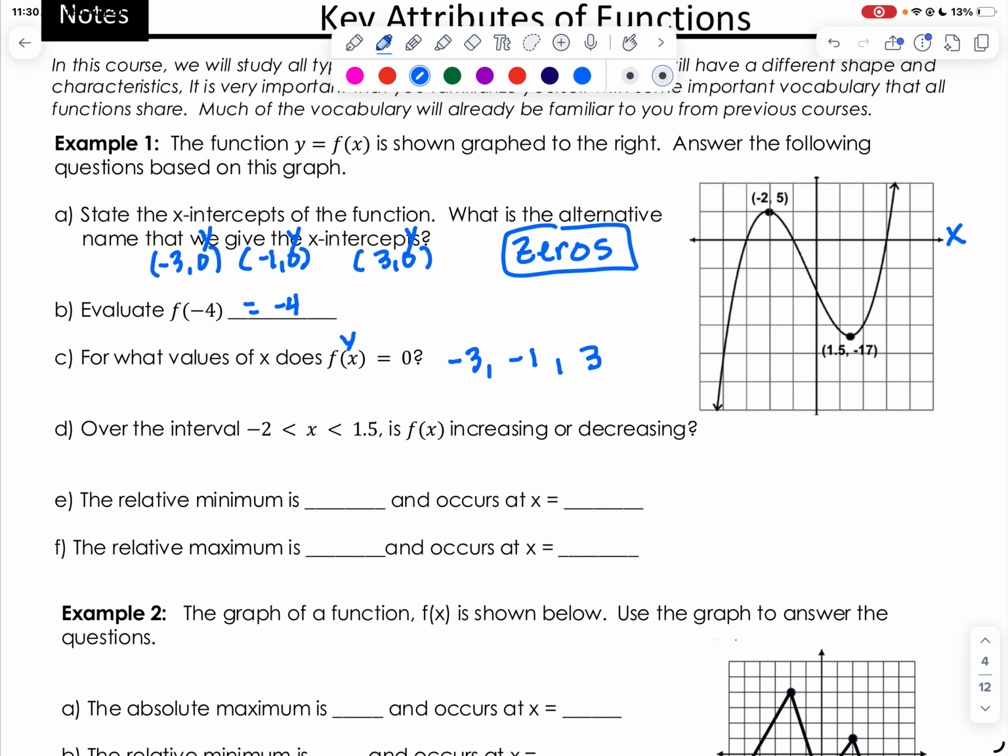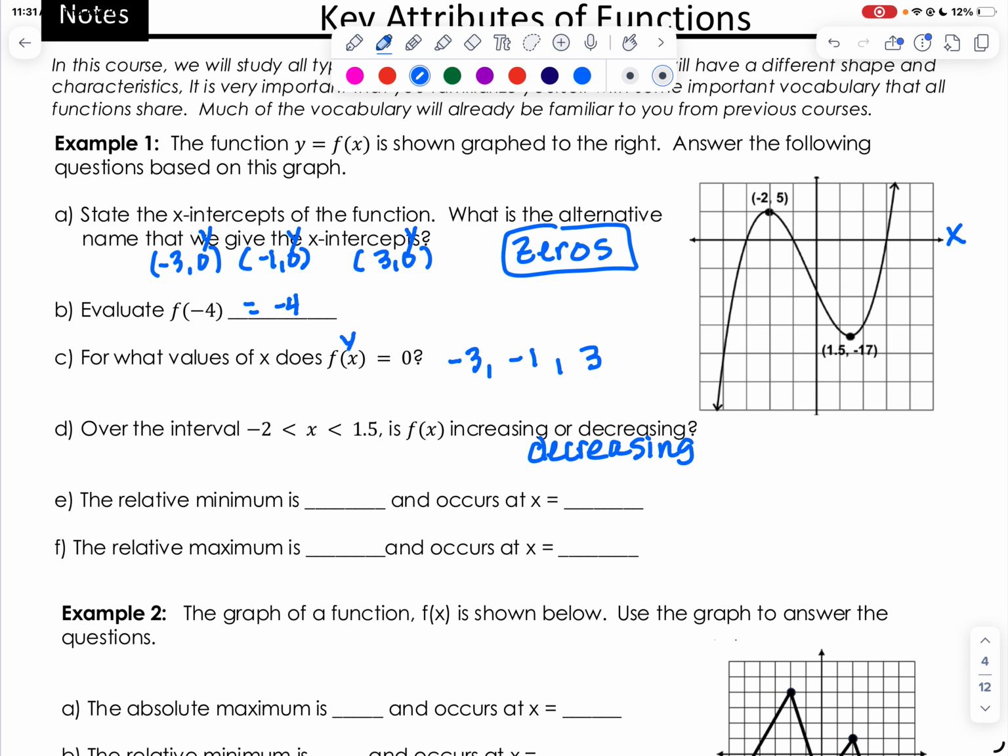Over the interval -2 to 1.5, is the function f of x increasing or decreasing? So they're wanting you to look at this interval from when x is -2 to when x is 1.5. On this interval, is the function increasing or decreasing? Well, hopefully you said that the function is decreasing. The y values are getting smaller on that area of the graph.